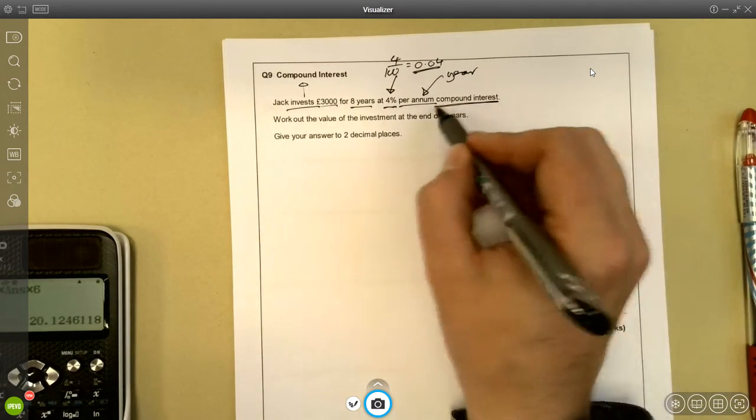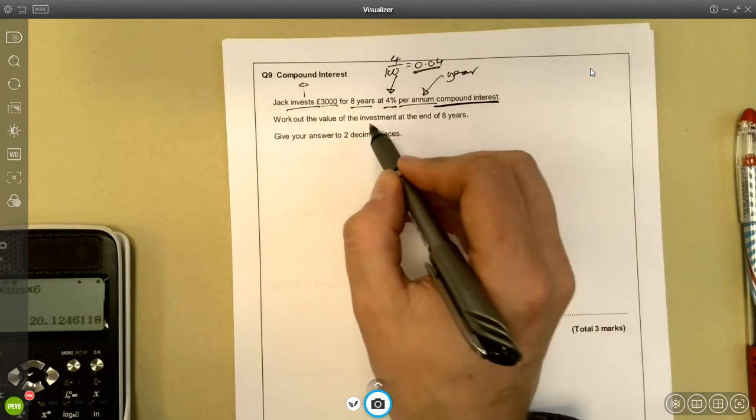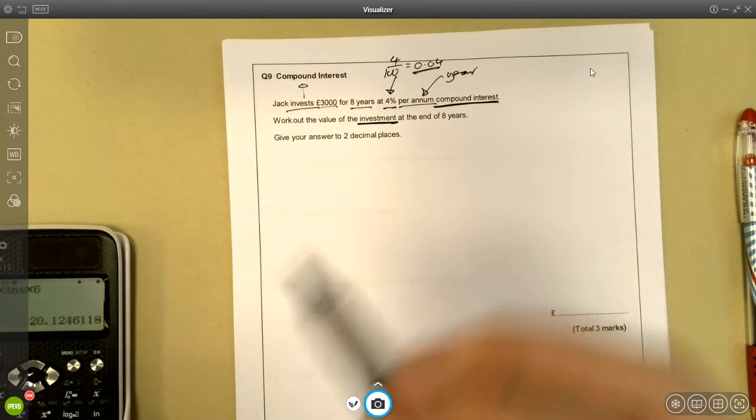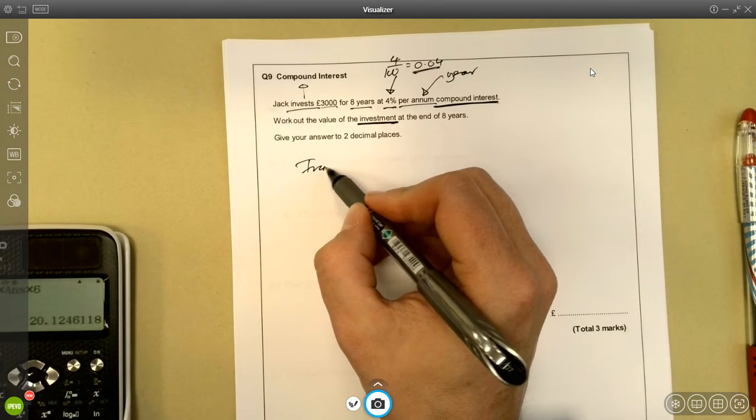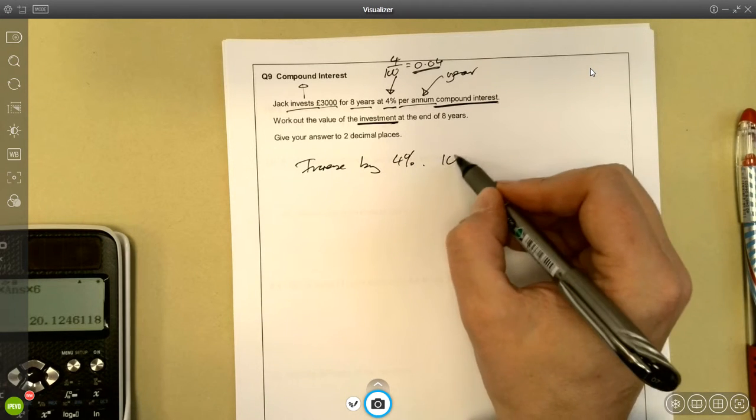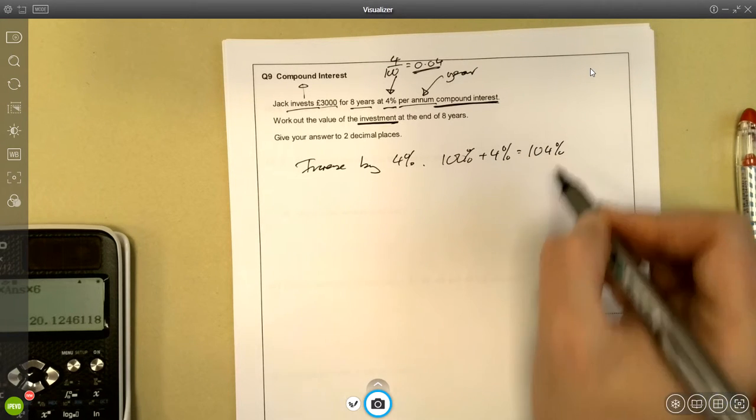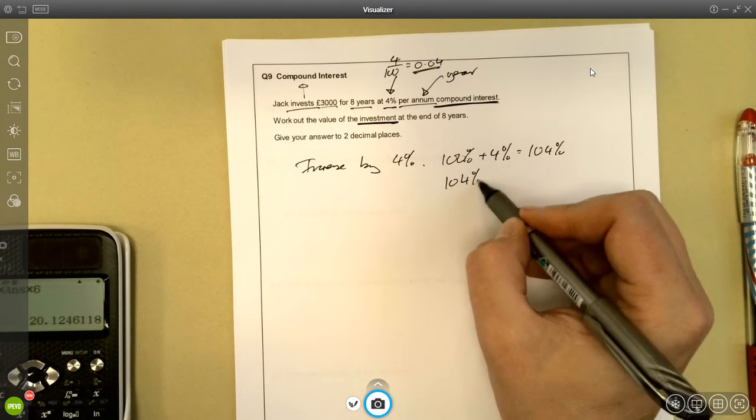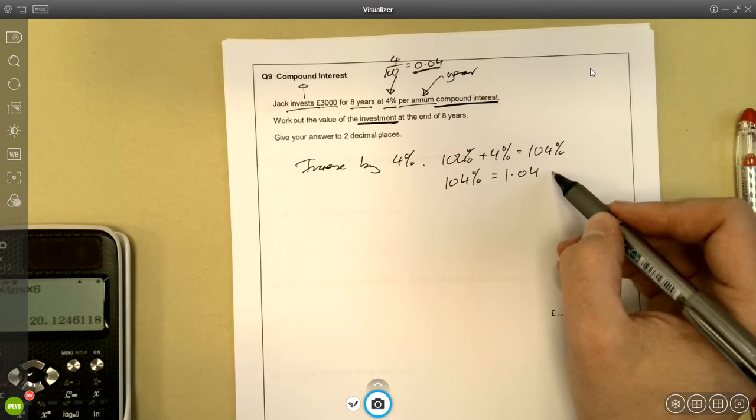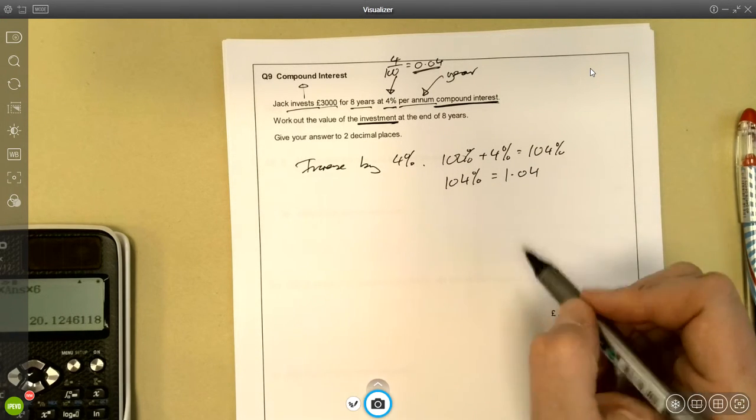And it's compound interest. So quite a dense question to get your head around here. And we want to know the value of the investment. So what's in the bank account after 8 years? Well, if we increase by 4%, what happens is we start off with 100%, we add on 4%, we get 104%. 104% is 1.04. That becomes our multiplier. We need to multiply by 1.04 8 times.